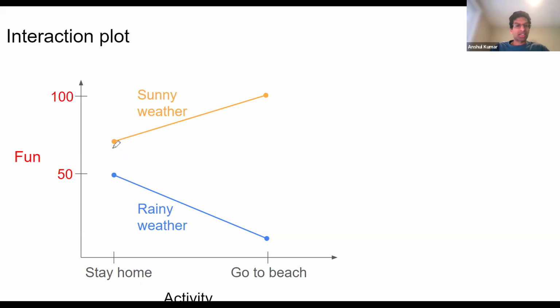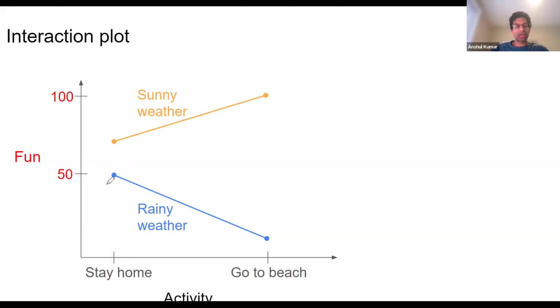Now let's switch to the scenario where the weather is rainy. If the weather is rainy and we still decide to go to the beach for some reason, then we're going to look over here at this dot right here in the circle, and we're going to see that we only have 10 units of fun on a day like that, where we go to the beach in the rain. On that same rainy day, if we stay at home, which is this vertical dimension right here, we get 50 units of fun on that rainy day when we don't go to the beach.